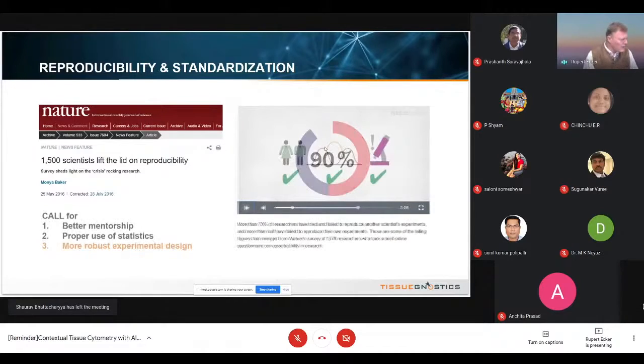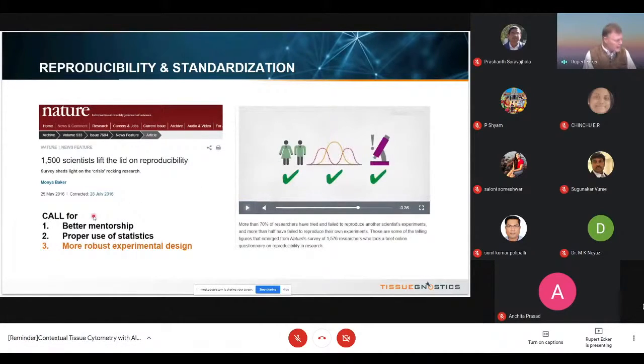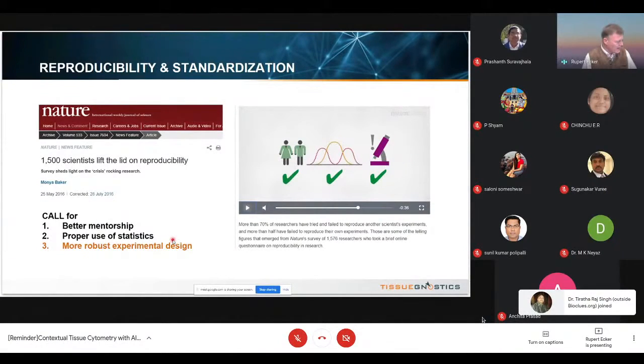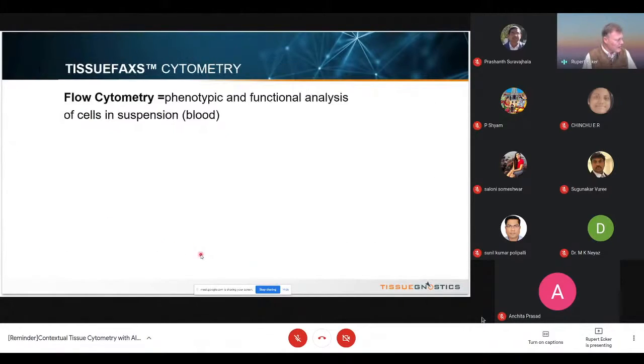So following this survey, a call was raised for actually 3 action items. First, a better mentorship. This is something universities have to take care of. Second, the proper use of statistics. This is something each individual laboratory or principal investigator has to take care of. And third, more robust experimental designs. This is something where companies like Tissue Gnostics can come in.